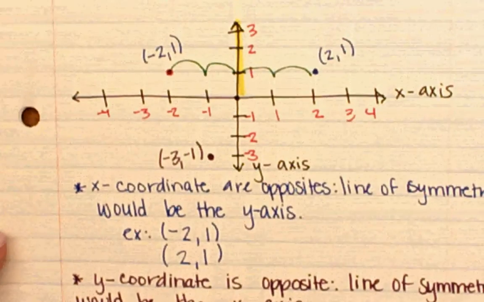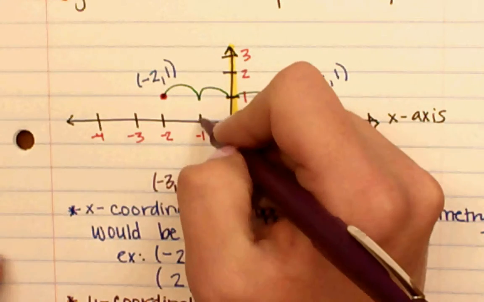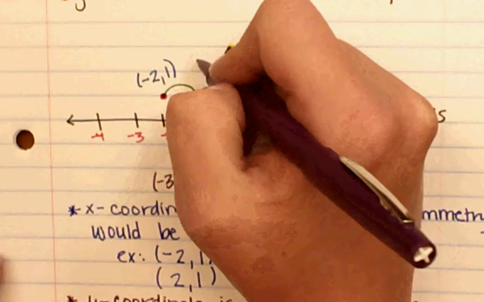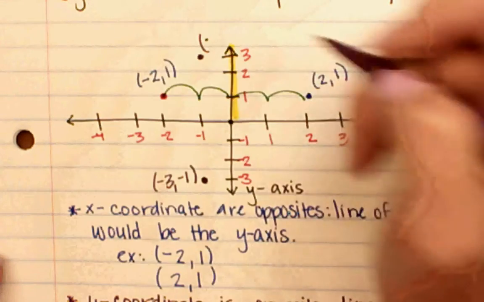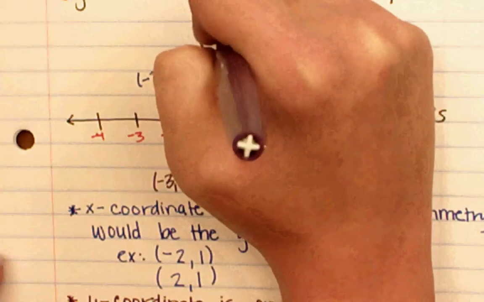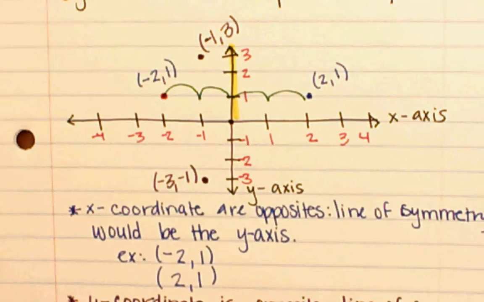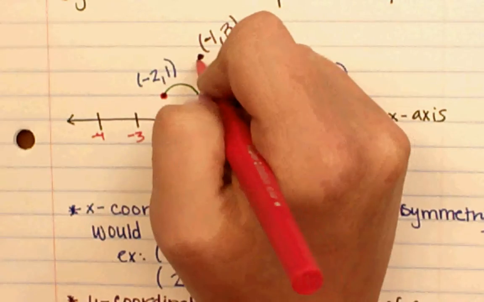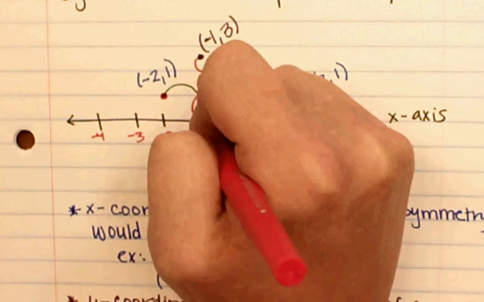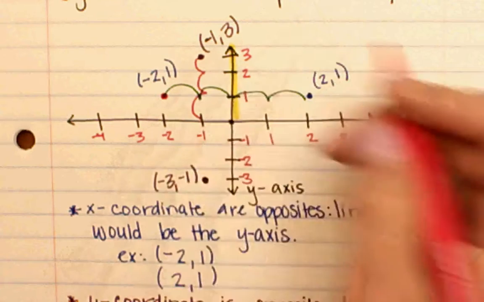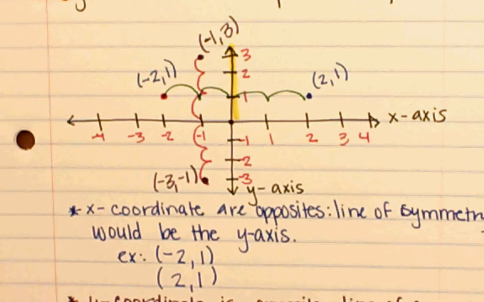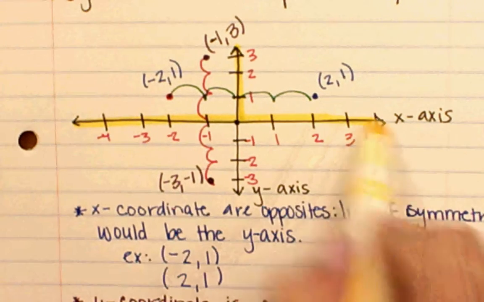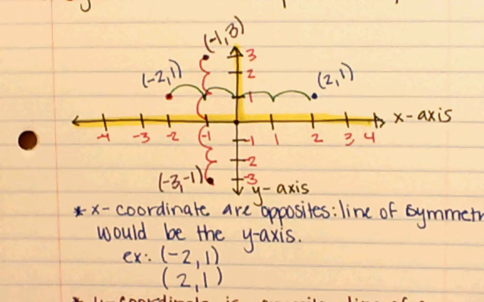So I'm going to go -1 and then up 3 now. This is our new point, so we have -1 and 3. To check, they should be the same number of spaces from the x-axis. We have 3 spaces here and 1, 2, 3 spaces here, so that's correct. The x-axis cuts those. That's the line of symmetry.